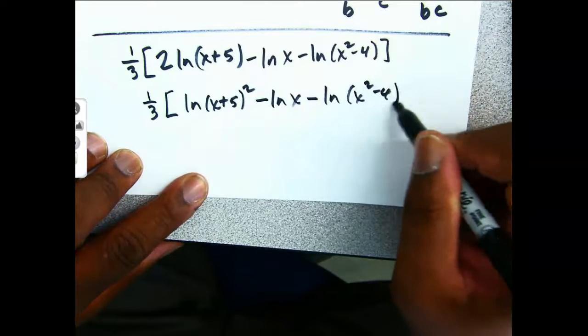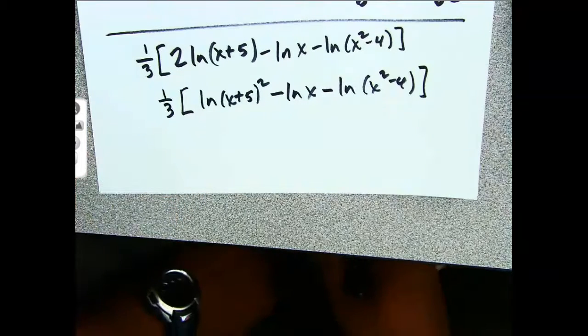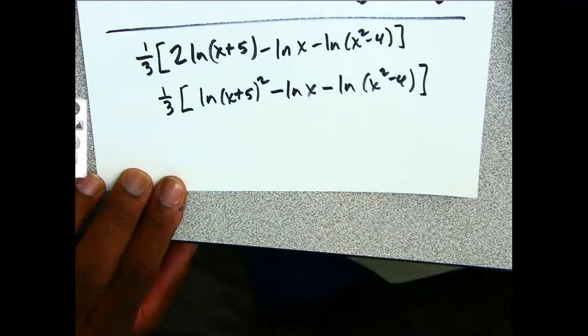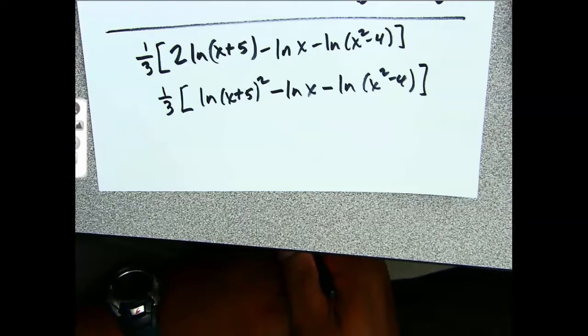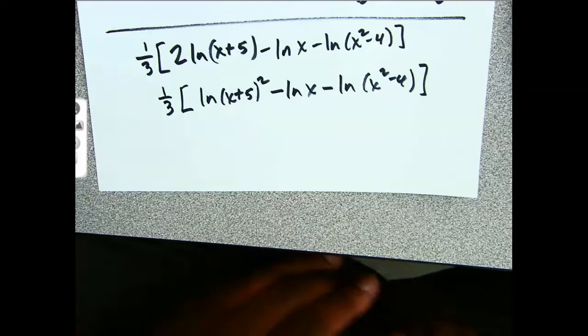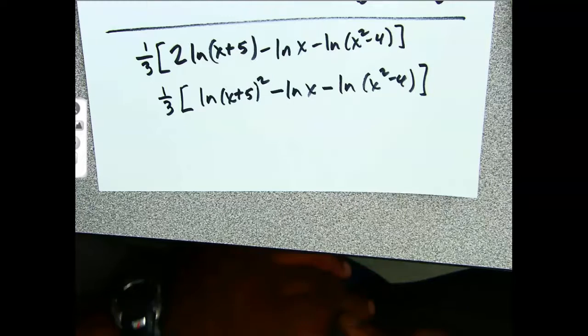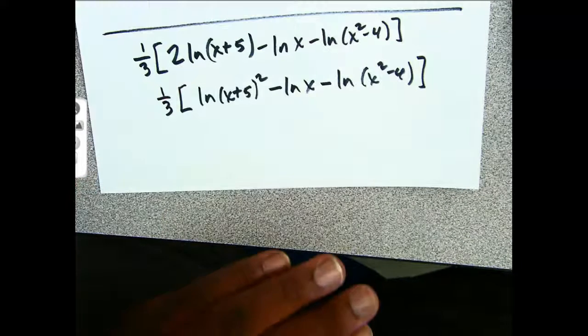minus ln of x squared minus 4. Okay, so remember we don't want to use the product or the quotient property until the coefficients of your logs are all 1. Okay, now what? Now we can distribute the 1/3. You want to distribute the 1/3 now? Yeah, but if you distribute the 1/3, you can't have the coefficient in front of the natural log, so we're going to have to take another line to use the power rule again.